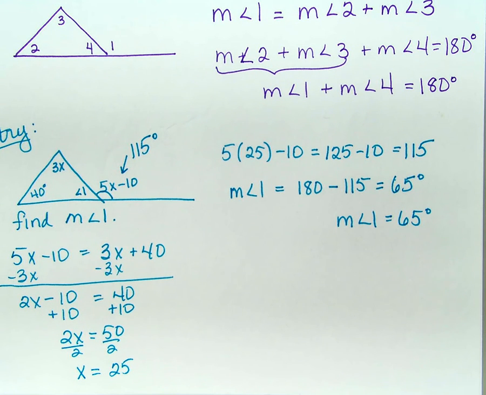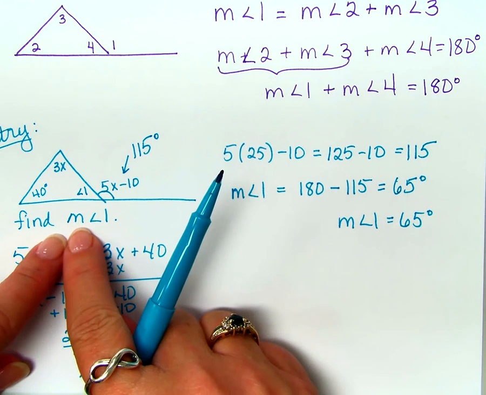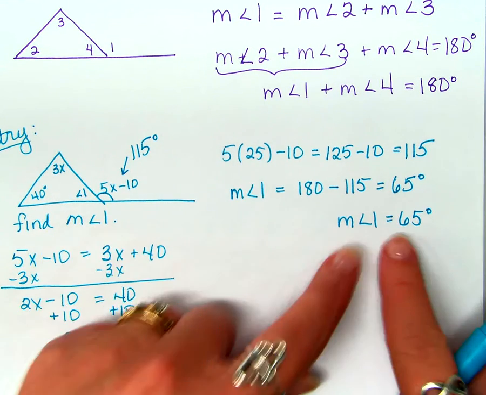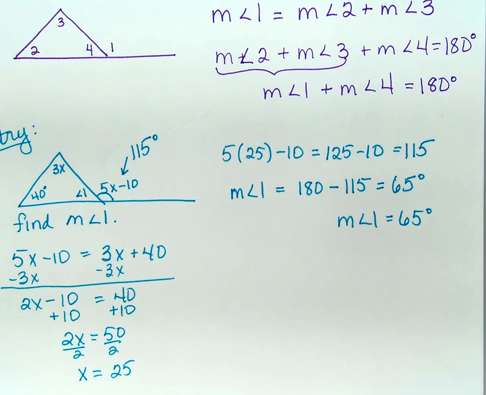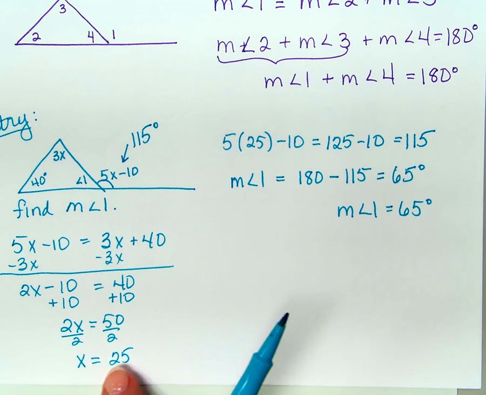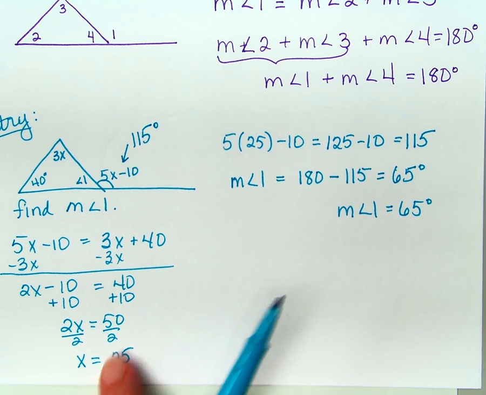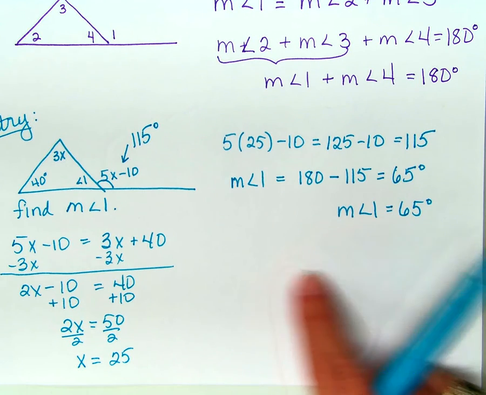Done. Wait, now am I done? No. Oh, I'm not done? What do I have to do still? My directions were find the measure of angle 1. Oh, so we're done. Okay, good. We have to answer the whole question, right? When we get here, that's not enough. If we get here and try to do something else, that's kind of too far, right?